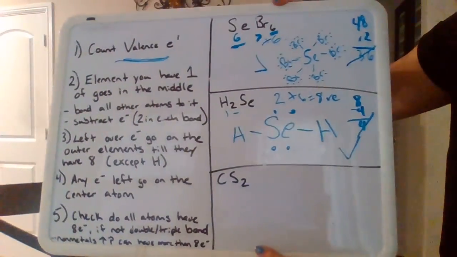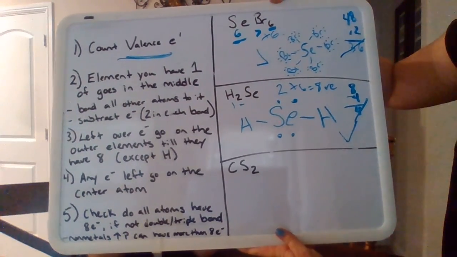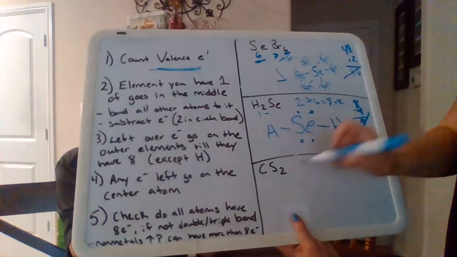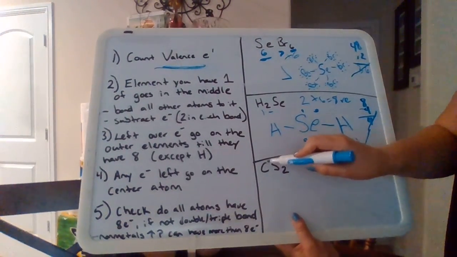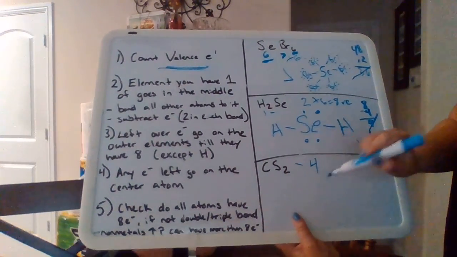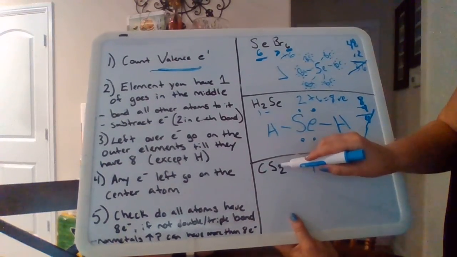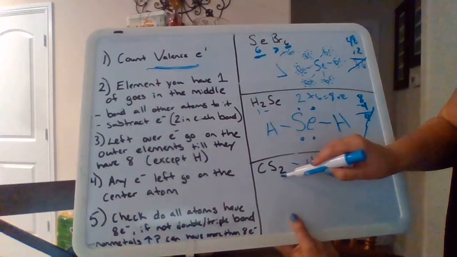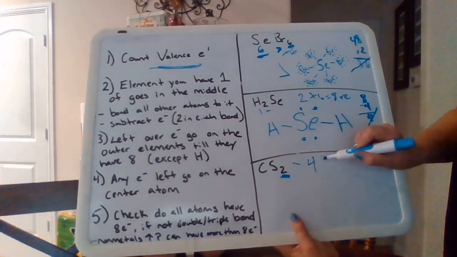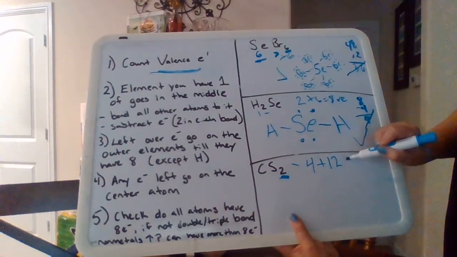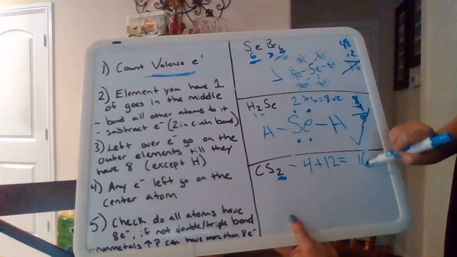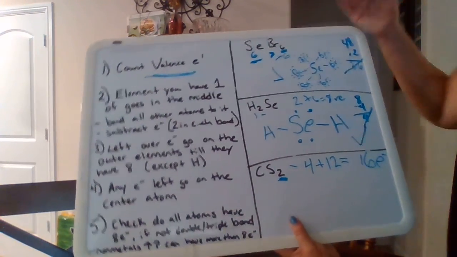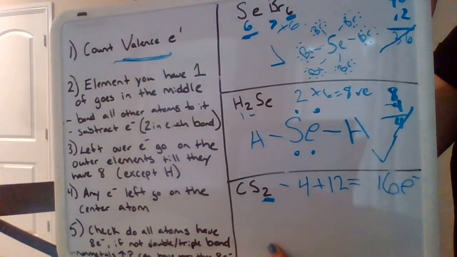So the last one is CS2. So carbon and sulfur, there's 2 sulfurs. So my first rule is count electrons. Carbon is in the 4th column on the periodic table, so it has 4. Sulfur is in the 6th column, so it is 6, but there's 2 of them. So 6 plus 6 is 12. So I add that up: 4 plus 12, I have 16 total electrons that I have to use completely up.